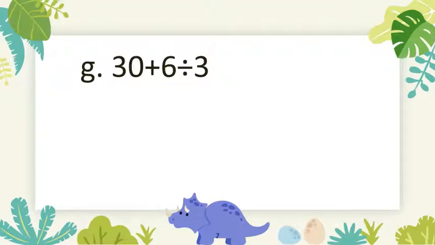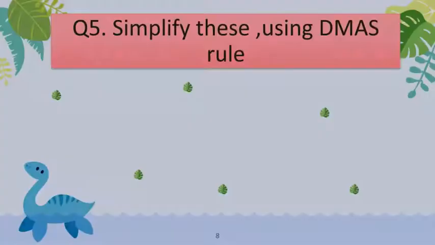Here you can see this question. In this question, as you are looking at it, you can see that here addition is there and division is there. So for this, the DMAS rule tells us first of all we will do the division. So first of all we will divide 6 by 3 and the answer is 2. So we will write 30 plus 2. And now we will do the addition of 30 and 2. You will get 32 as your answer. Similarly, let's practice some questions.